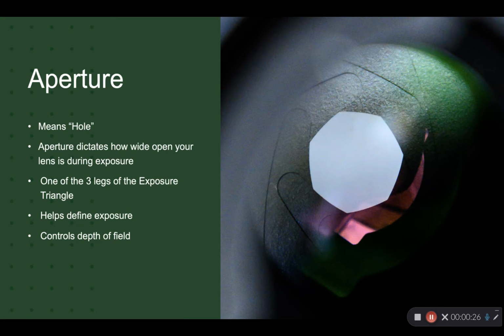What are the other two? Shutter speed and ISO. It helps define exposure. It helps control depth of field. And your lens is at its sharpest when it's closed down a couple of stops from its wide open position.